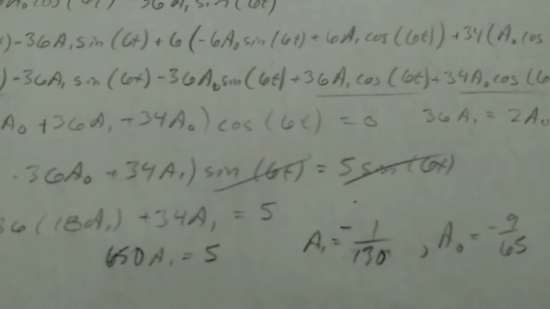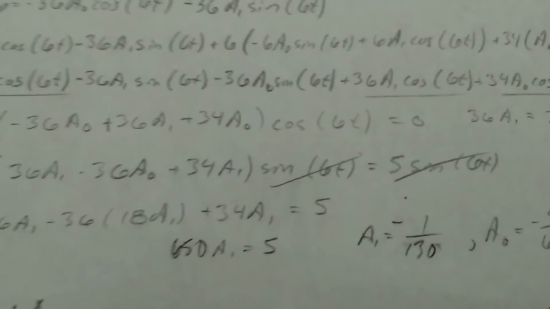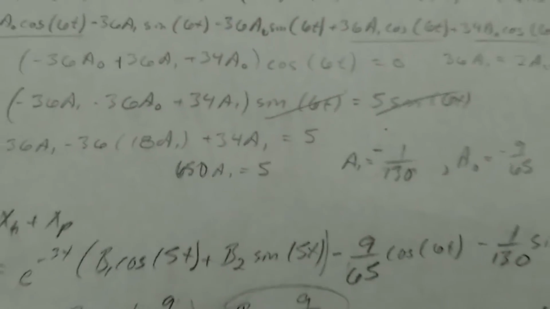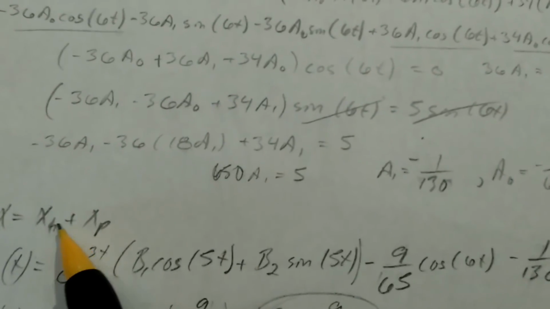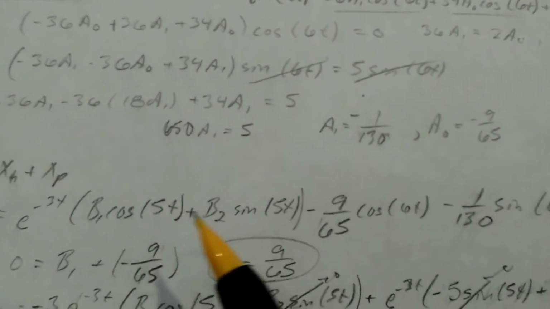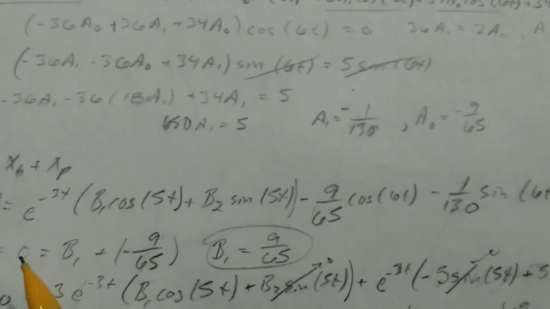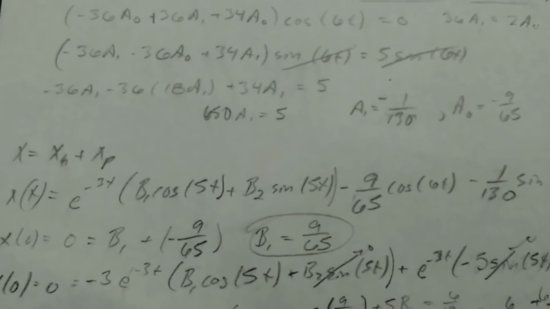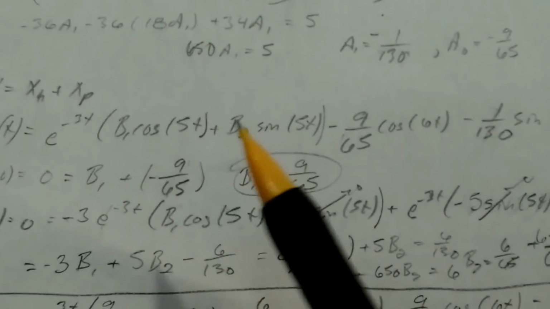Here a1 is negative 1/30th, and a0 is negative 9/65. Now that'll give our coefficients of our particular solution, but as we use our initial conditions and combine our homogeneous and particular solution, we get a new expression here where we still need to solve for b1 and b2. After equating this equation to our initial condition of 0, it further simplifies to b1 being 9/65.